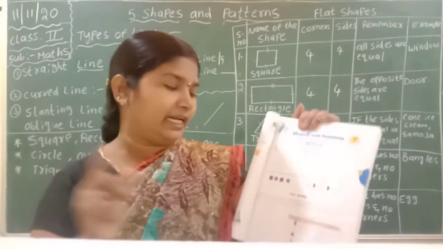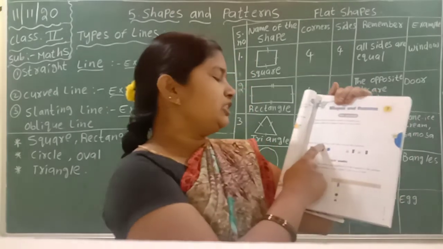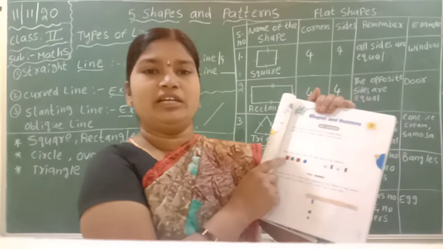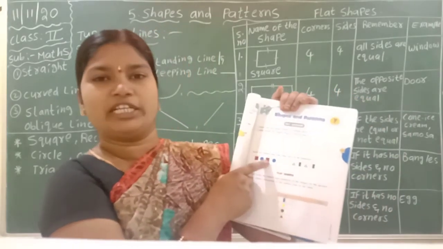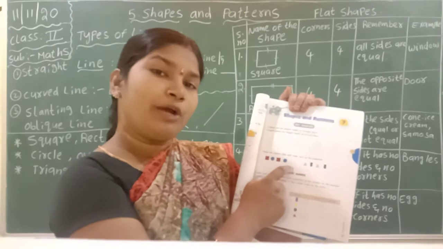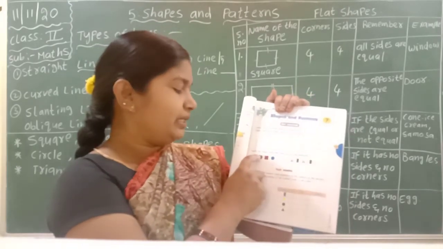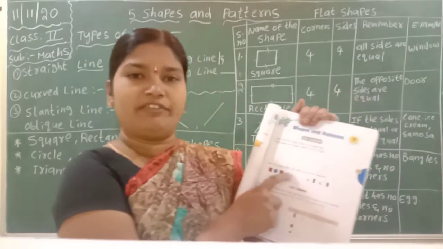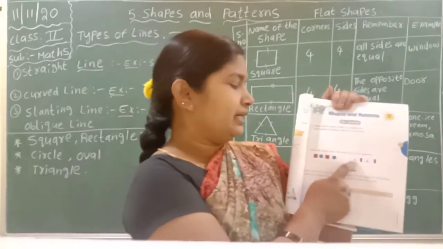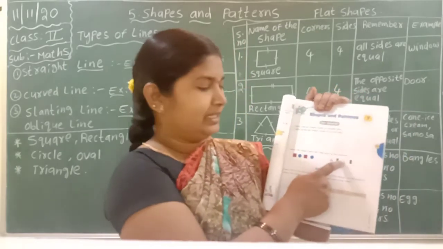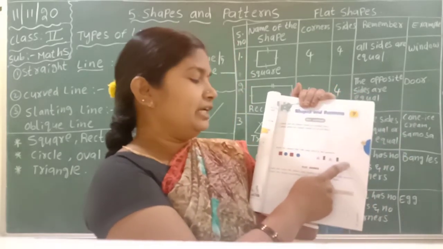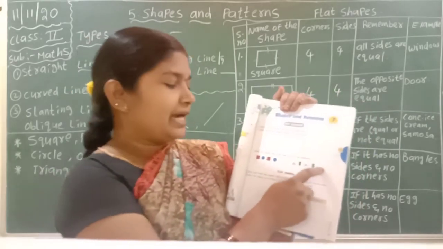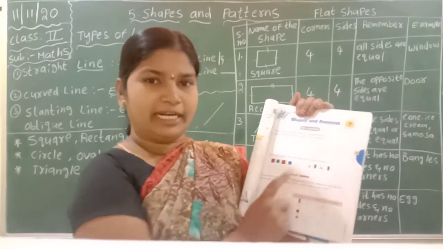Use only the crayons. Next, draw the shapes that will come next in the patterns. First they have given square, circle, square, circle. Here what do you have to draw? Square. Why? Because circle comes after square. Draw with pencil and shade with the red crayon. Next, triangle, rectangle, triangle, rectangle. Here what do you have to draw? Triangle. Draw triangle with pencil and shade with the light pink crayon.